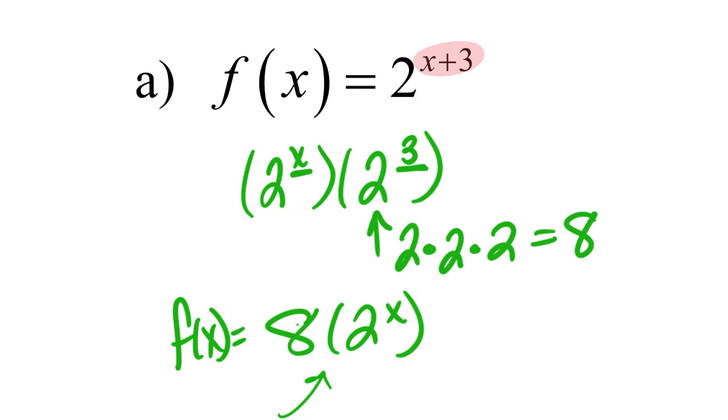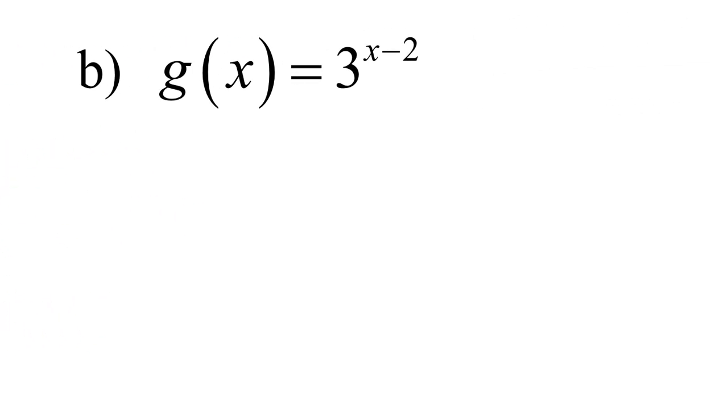You can say, hey, this one had an initial value of 8. It was doubling every single time, over and over again. This represents exponential growth, and it's concave up. So once you have it in that exponential form, you can give a lot more information. Let's try letter B.